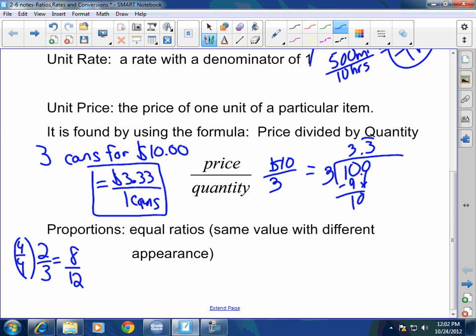Ratio, comparison of 2 numbers of the same units. A rate, comparison, it's a ratio with 2 different units. Unit rate, it's a rate with a denominator of 1. Unit price is found by price divided by quantity, where the denominator will be 1 as well.